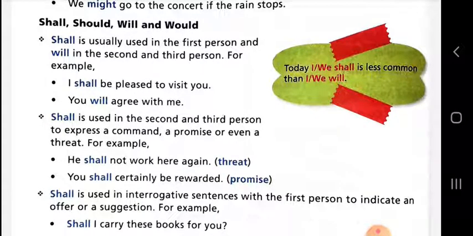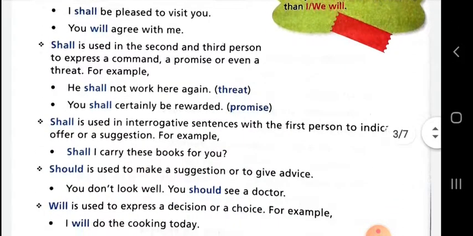When shall is used with second or third person, then it is used to express a command, a promise, or even a threat. He shall not work here again. You shall certainly be rewarded. Shall is used in interrogative sentences with the first person to indicate an offer or a suggestion. For example, shall I carry these books for you?